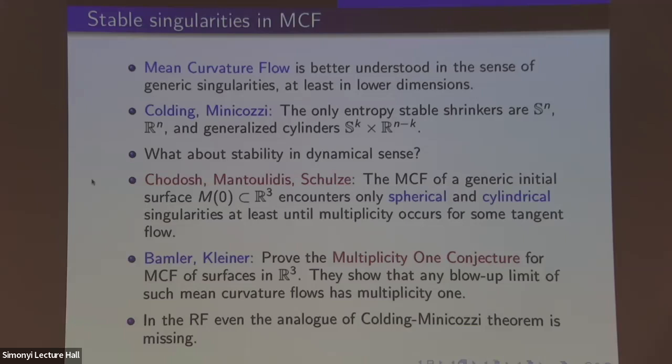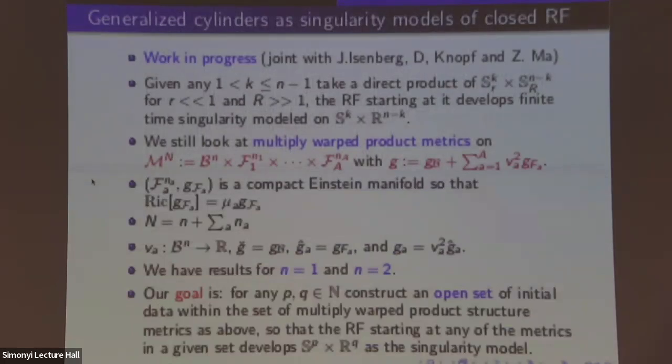In the mean curvature flow, they could push it, with some assumptions, also to some higher dimensions, as far as I know. But in the Ricci flow, the problem is that even the first step is missing, which would be stability in some linear sense. So the Colding–Minicozzi result is not available for the Ricci flow. So it's much harder in that sense. Okay.